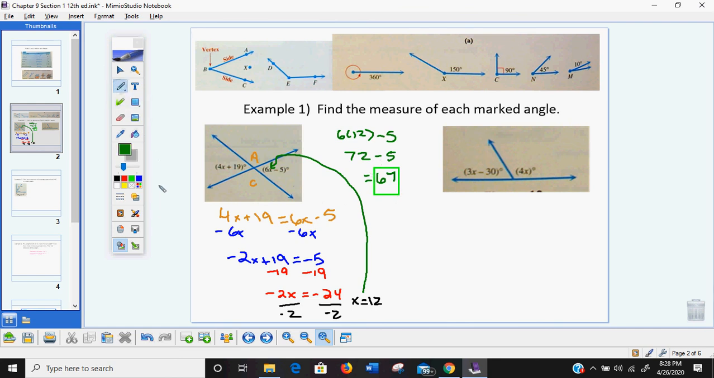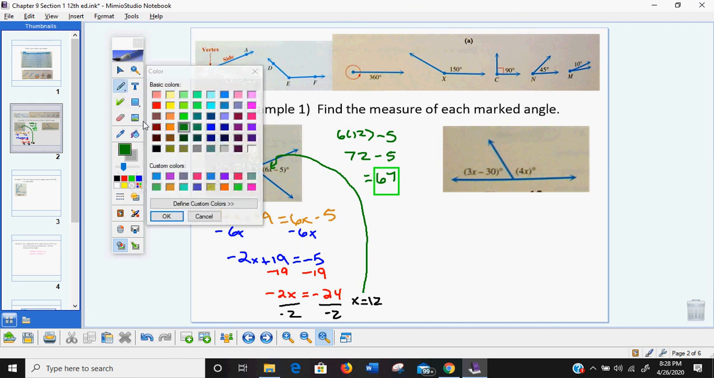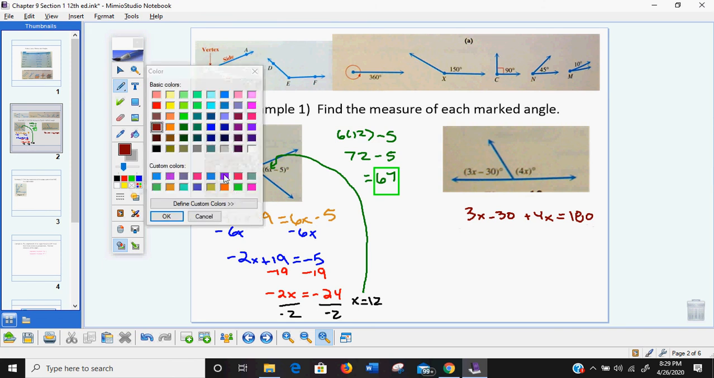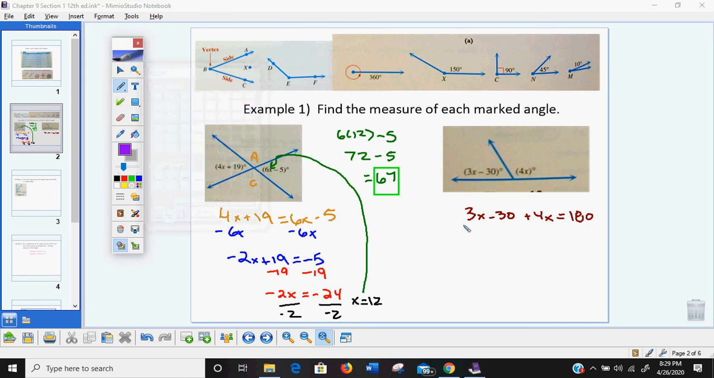Now on part B, we have what we call a straight angle. When you have a straight angle, it adds up to 180. So I know that 3x minus 30 plus 4x is going to equal 180. So I can simplify that. I'm going to get my x's together. That's going to give me 7x minus 30 is equal to 180.